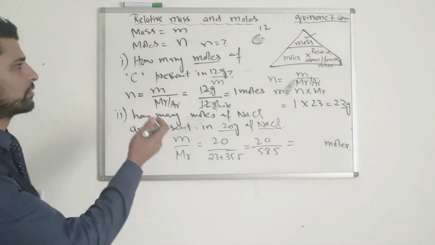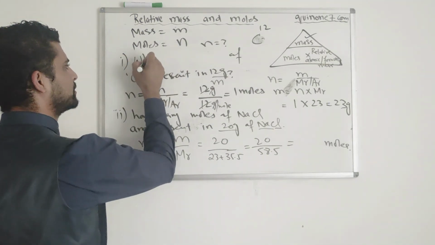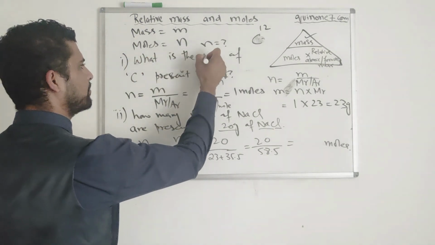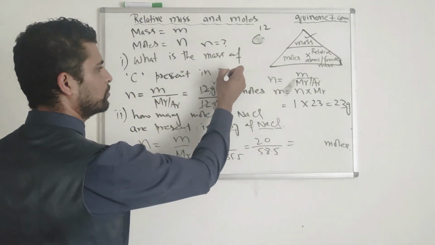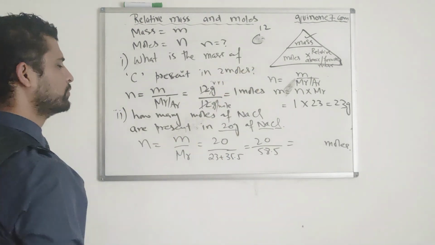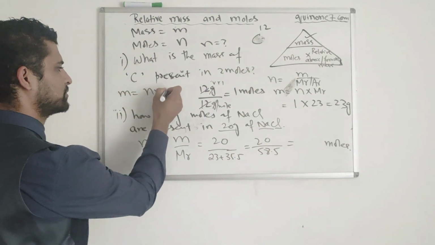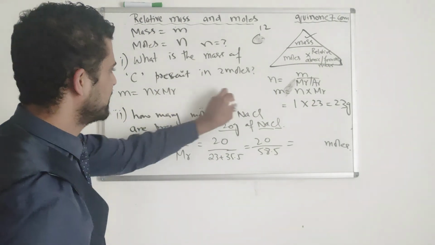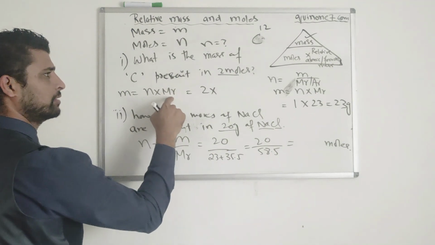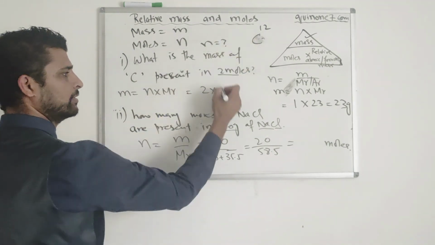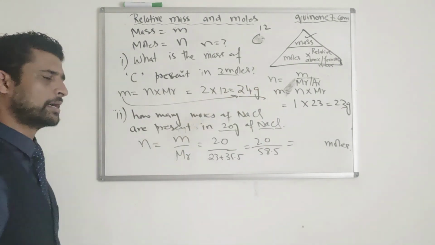So they can ask you a different question, like what is the mass of carbon present in 2 moles. All you have to do is use this equation, but rearrange that: m is equal to n times Mr. In this case, you have n, which is 2 moles, 2 times Mr. Mr is 12 for carbon, so you put 12 there, that is 24 grams. Mass is represented by 24 grams.